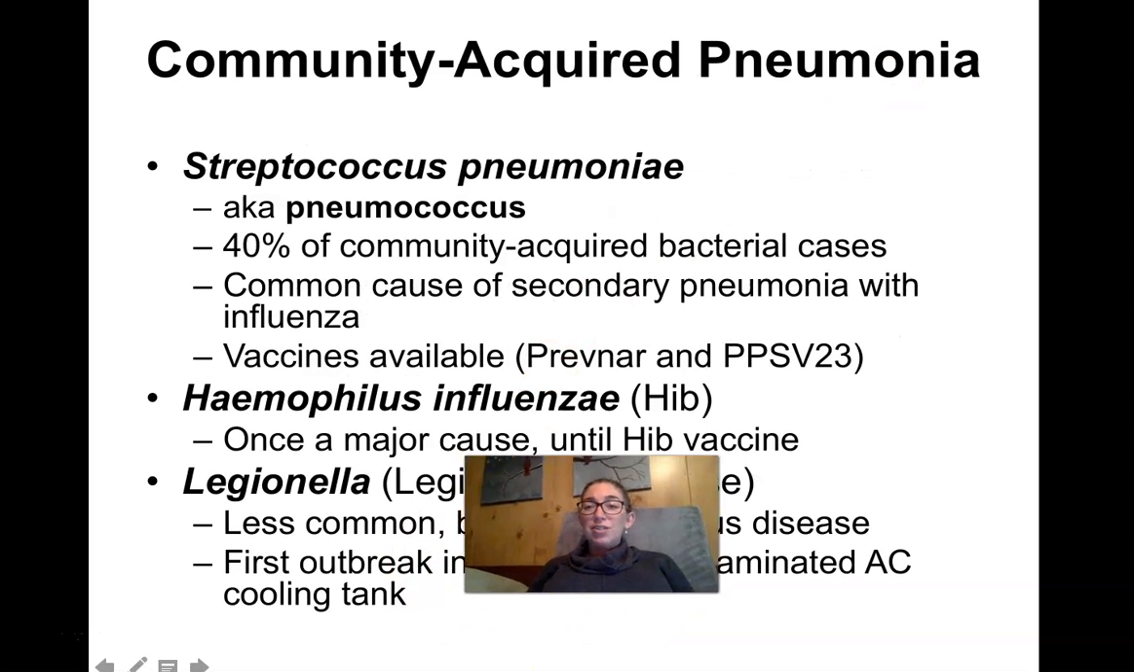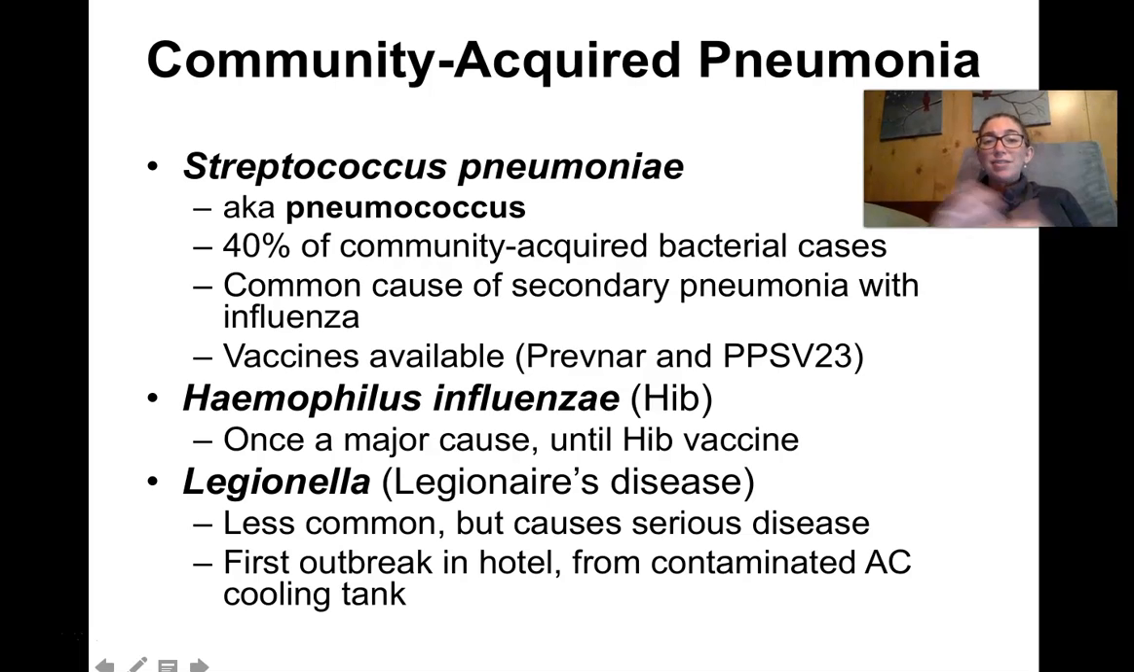So some of the causative agents that can cause pneumonia: Streptococcus pneumoniae, the pneumococcus, all right, 40% of cases of pneumonia are from strep pneumoniae. So it can also be a secondary cause of pneumonia. People with viruses like flu can acquire pneumonia from secondary infection with pneumococcus. The good thing is that there are vaccines available, so that reduces the number of cases, but it's not in any way going to eradicate or eliminate it because there's just too many strains of strep pneumonia out there.